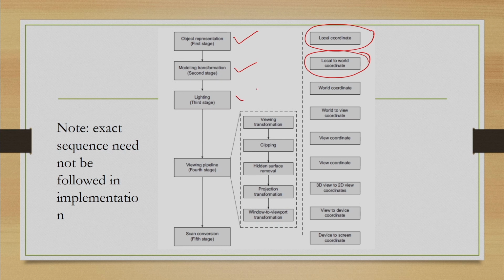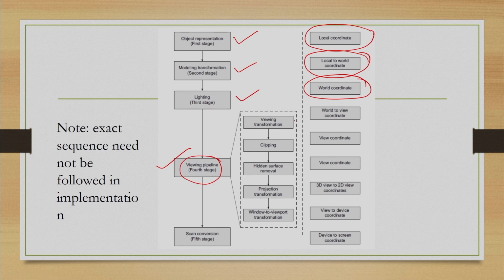In the third stage, we assign color to the objects, where we assume that the objects are defined in the world coordinate. In the fourth stage, a series of transformations take place. This fourth stage is called viewing pipeline. Again, it is a pipeline of substages.